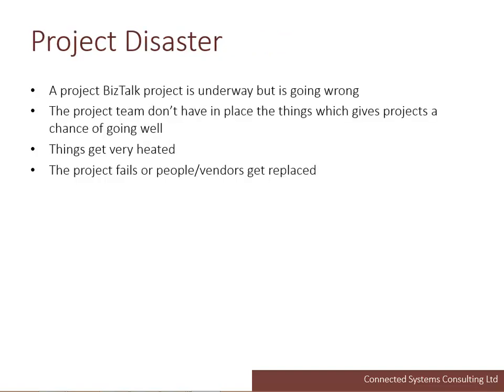The third use case for the BizTalk maturity assessment is one I've called Project Disaster. In this case, a project's usually started off, but quite quickly things start to go wrong. There's various causes of this, but typically a lot of it boils down to the fact that the project team don't have the right things in place which give their project a good chance of being successful. Often, the pressure of delivery means things get out of control very quickly and things can become very heated. Often in these scenarios, people and vendors tend to get replaced quite quickly as well, but that doesn't necessarily solve the problems.